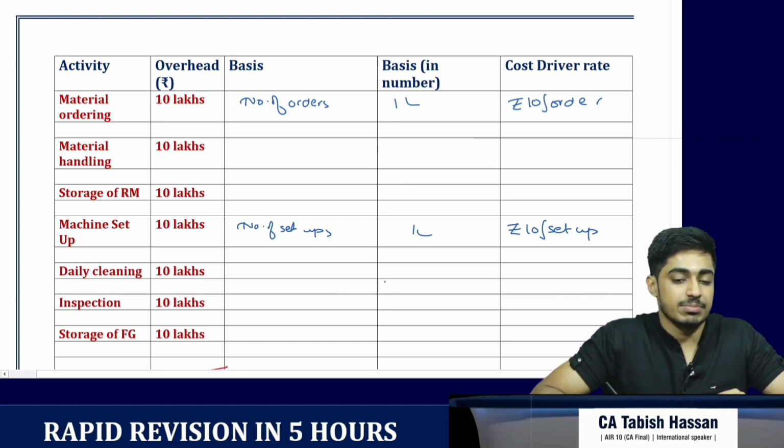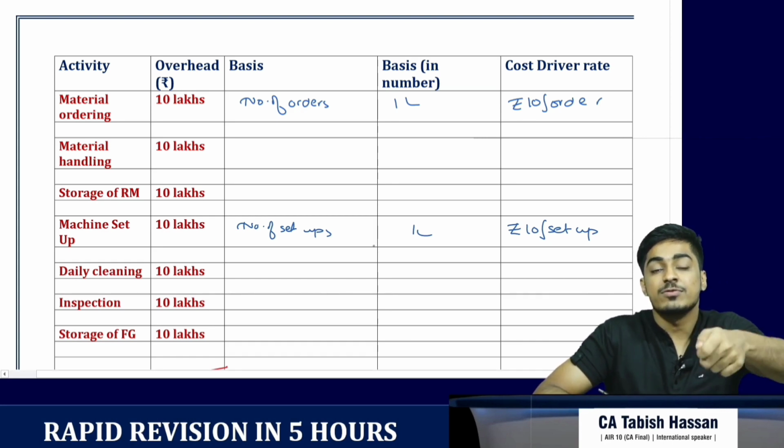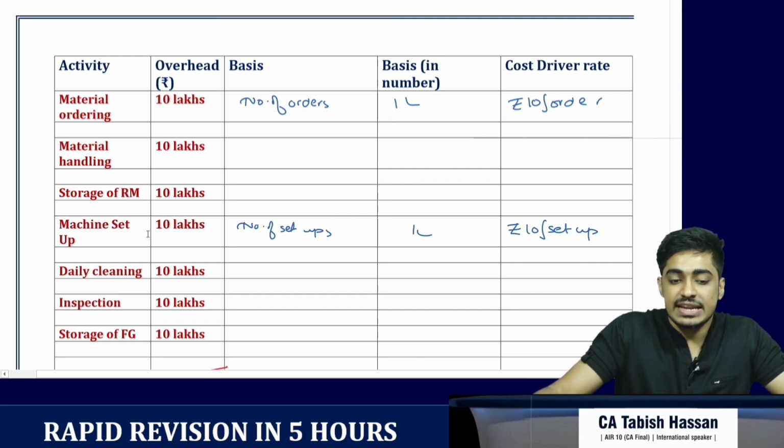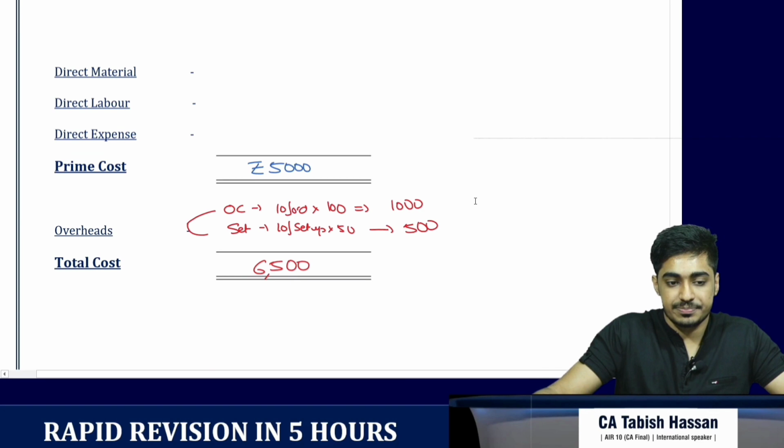Similarly, machine setup. It varies based on the number of times you have carried out the machine setup. Say 10 lakh is the overhead divided by 1 lakh setups. Again, we get rupees 10 per setup.